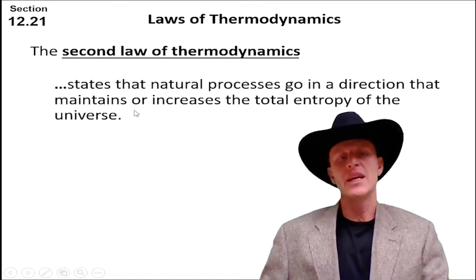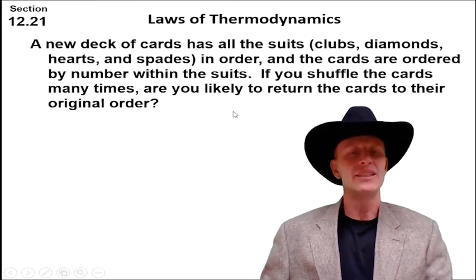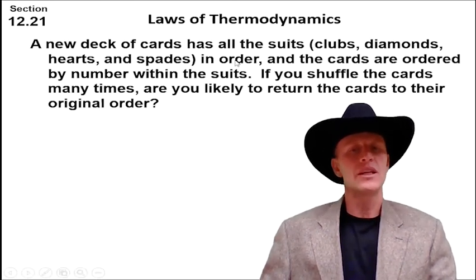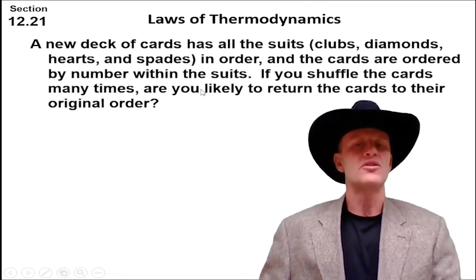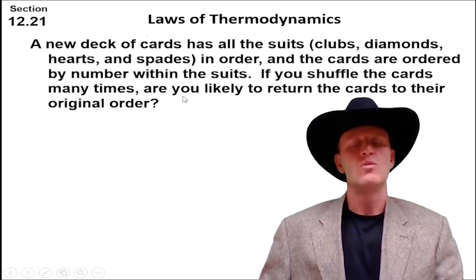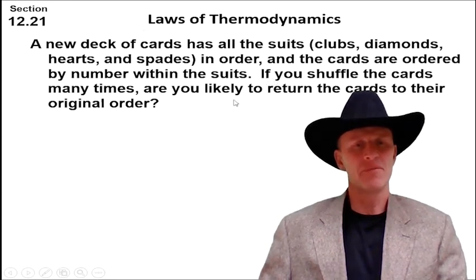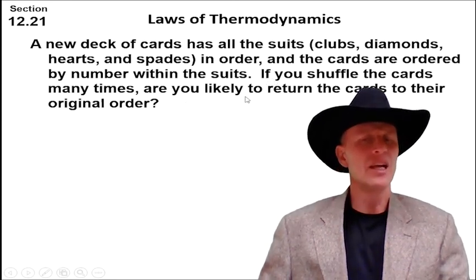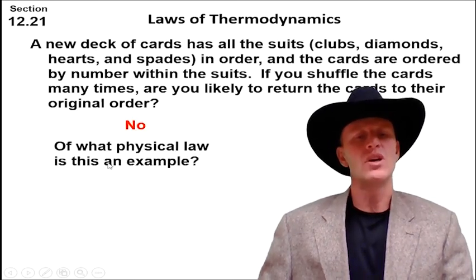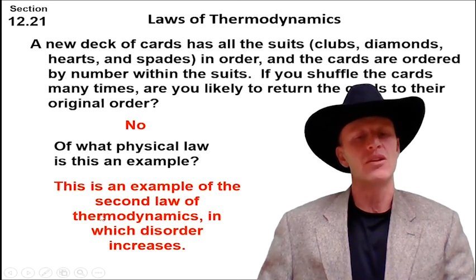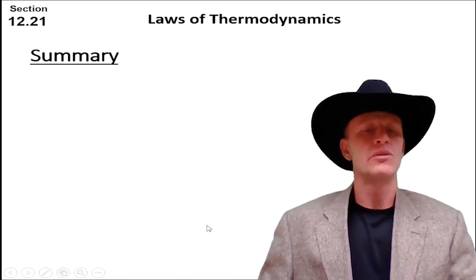Let's look at the second law of thermodynamics, and it states that natural processes go in a direction that maintains or increases the total entropy of the universe. It basically says things get mixed up. Consider a new deck of cards. All the suits are in order, clubs, diamonds, hearts, and spades. And you start shuffling them. How many times would it take in order to get the cards back in order? So if you shuffle the cards enough, are you likely to return the cards to their original order? The answer is no. What physical law is this an example of? This would be the second law of thermodynamics, which says disorder will increase or maintain.